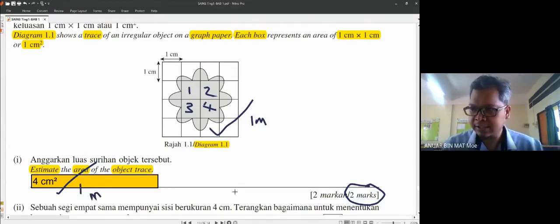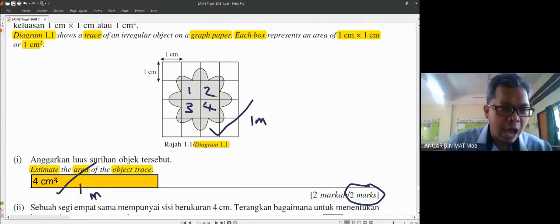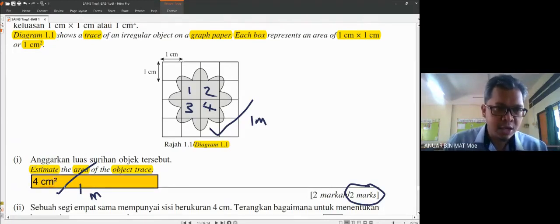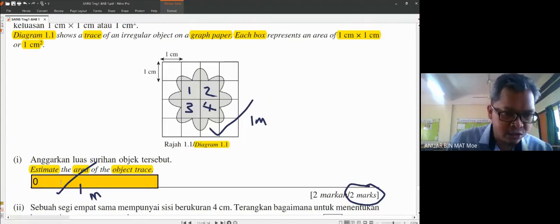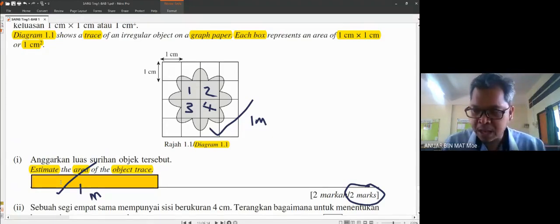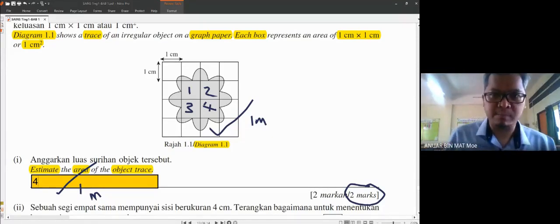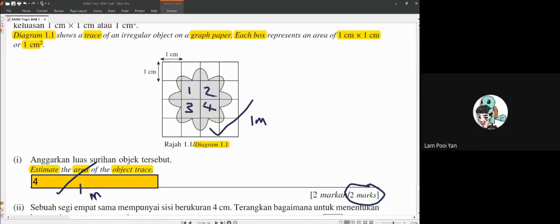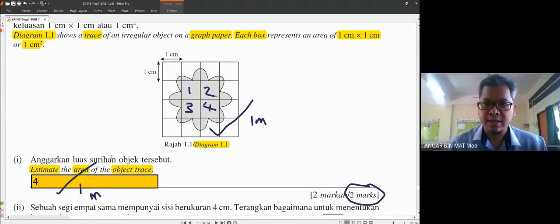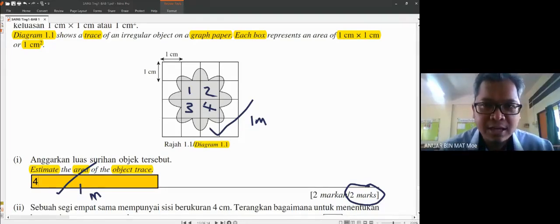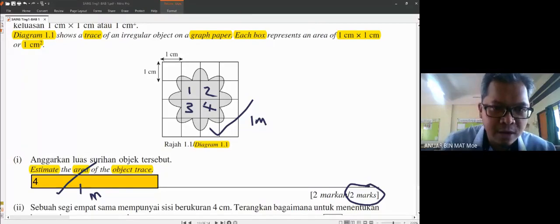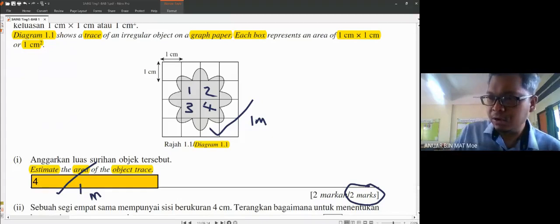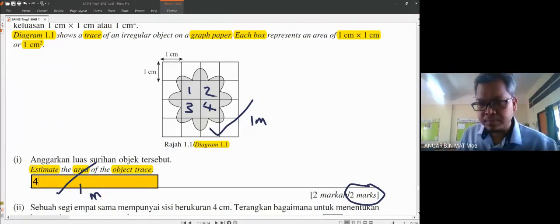Okay? Can? Okay, how about my question? If you did not write the unit, you just write 4, can I accept or cannot accept? Cannot. Okay, who said can? Can or cannot like that? Only 4 without the unit. Without your unit, you just write 4.